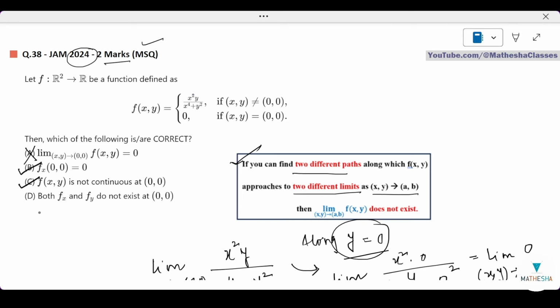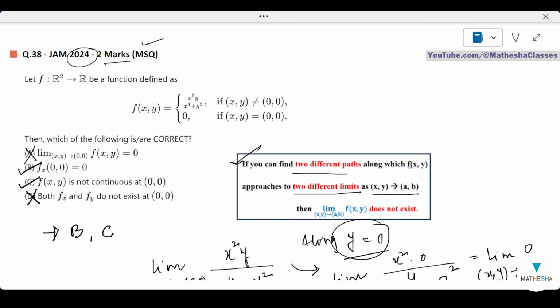What does D say? D says that both fx and fy do not exist. दोनों ही exist नहीं कर रहे हैं. But we have just proved that fx exists at 0, 0. तो हमें चेक करने का जरूरत ही नहीं fy exist कर रहे हैं या नहीं. We'll just remove it from the correct answer. So the correct option is option B and C.